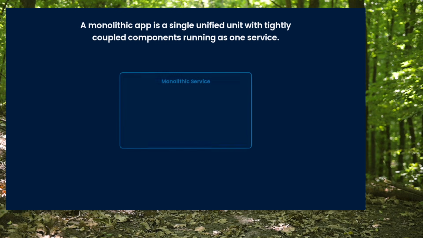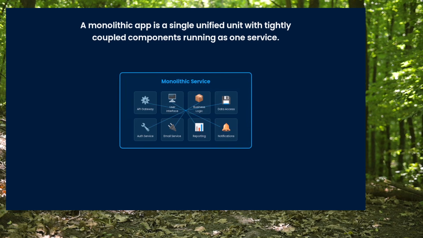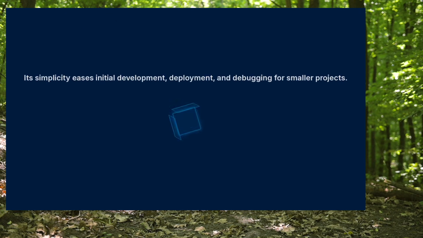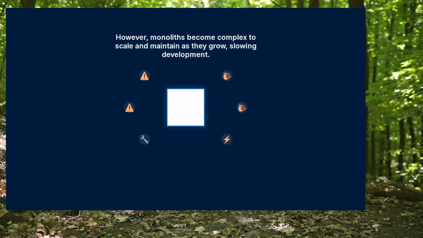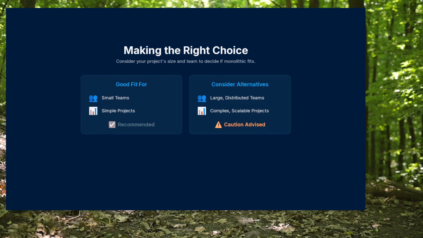A monolithic app is a single unified unit with tightly coupled components running as one service. Its simplicity eases initial development, deployment, and debugging for smaller projects. However, monoliths become complex to scale and maintain as they grow, slowing development. Understanding these trade-offs is crucial for your project's architecture. Consider your project's size and team to decide if monolithic fits.